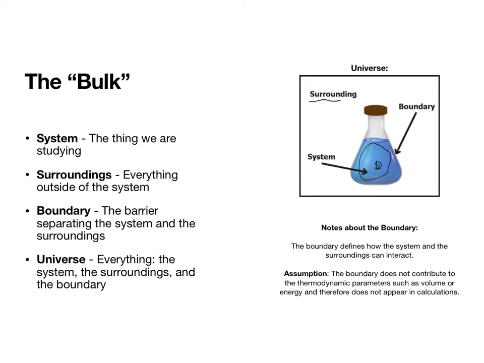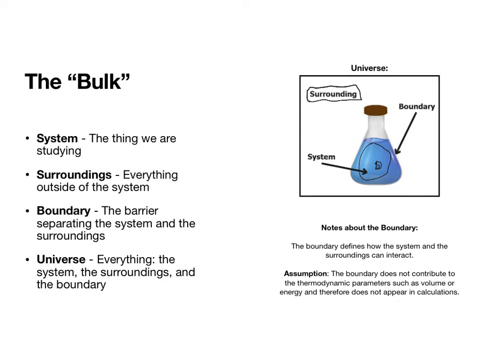Then, after we define what we are interested in, the area surrounding the system is known as the surroundings. So technically the surroundings go forever. Forever is a tough thing to measure in chemistry. And so really we define surroundings as the area outside of our system that we are interested in.